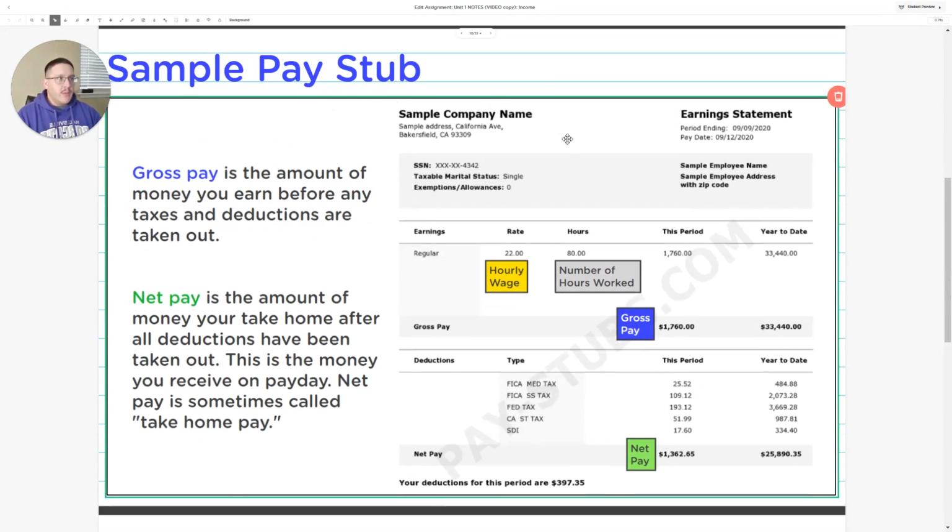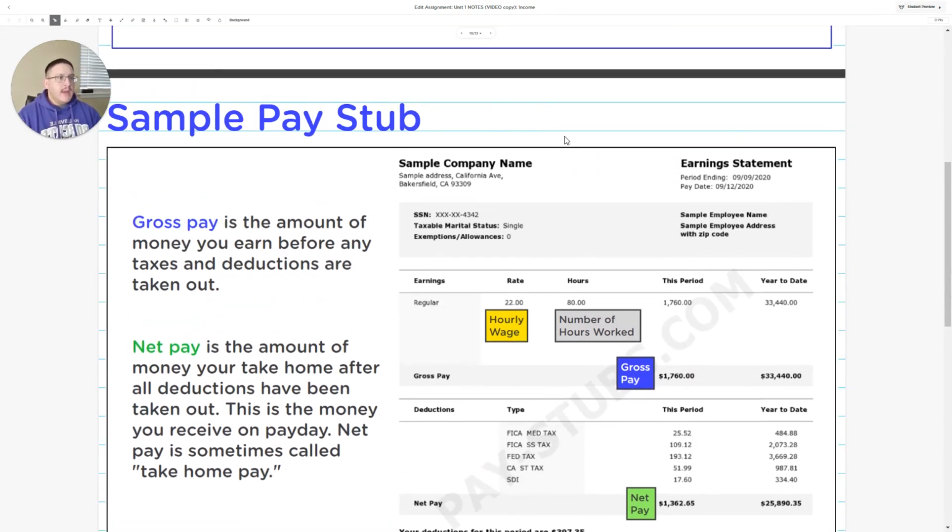Sample pay stub. So whenever you work, you get paid, and employers will send out a pay stub. That pay stub shows you the breakdown of how much you actually worked, how much money you made for your pay period, and what taxes and what deductions are getting taken out of your paycheck to give you what you're actually getting to take home.